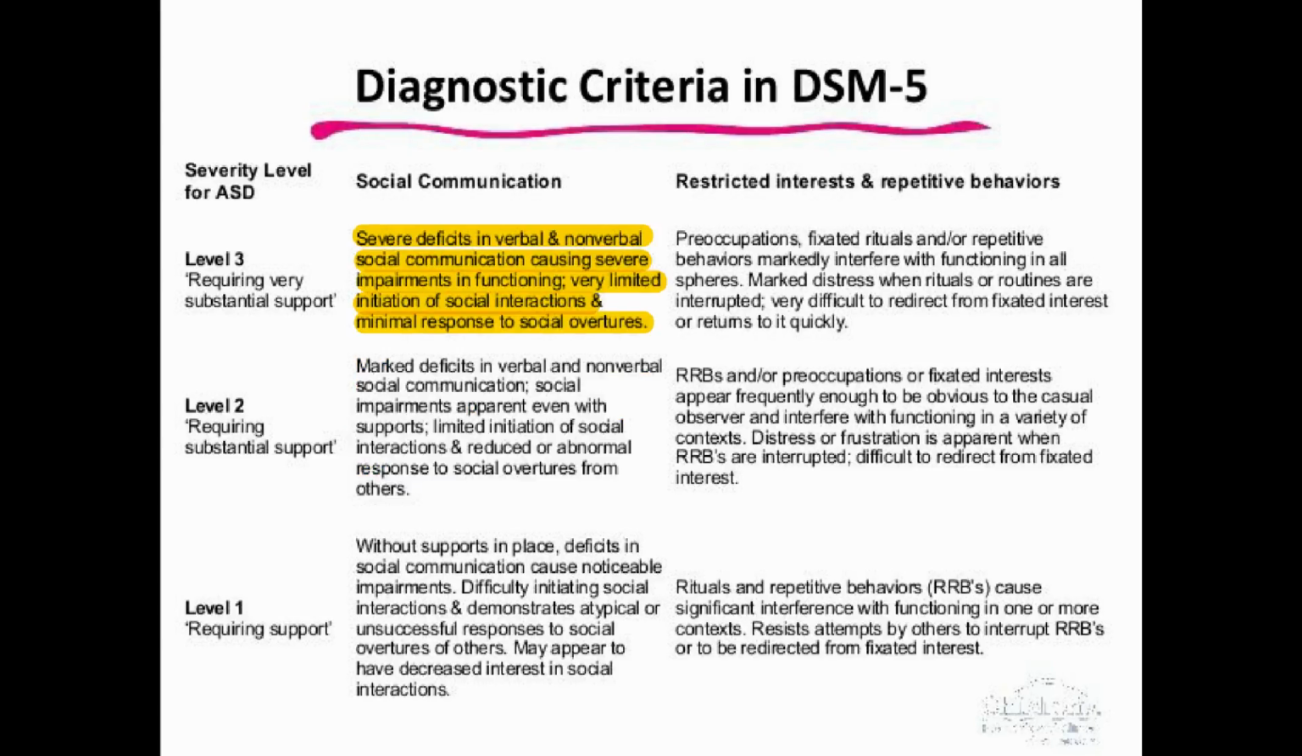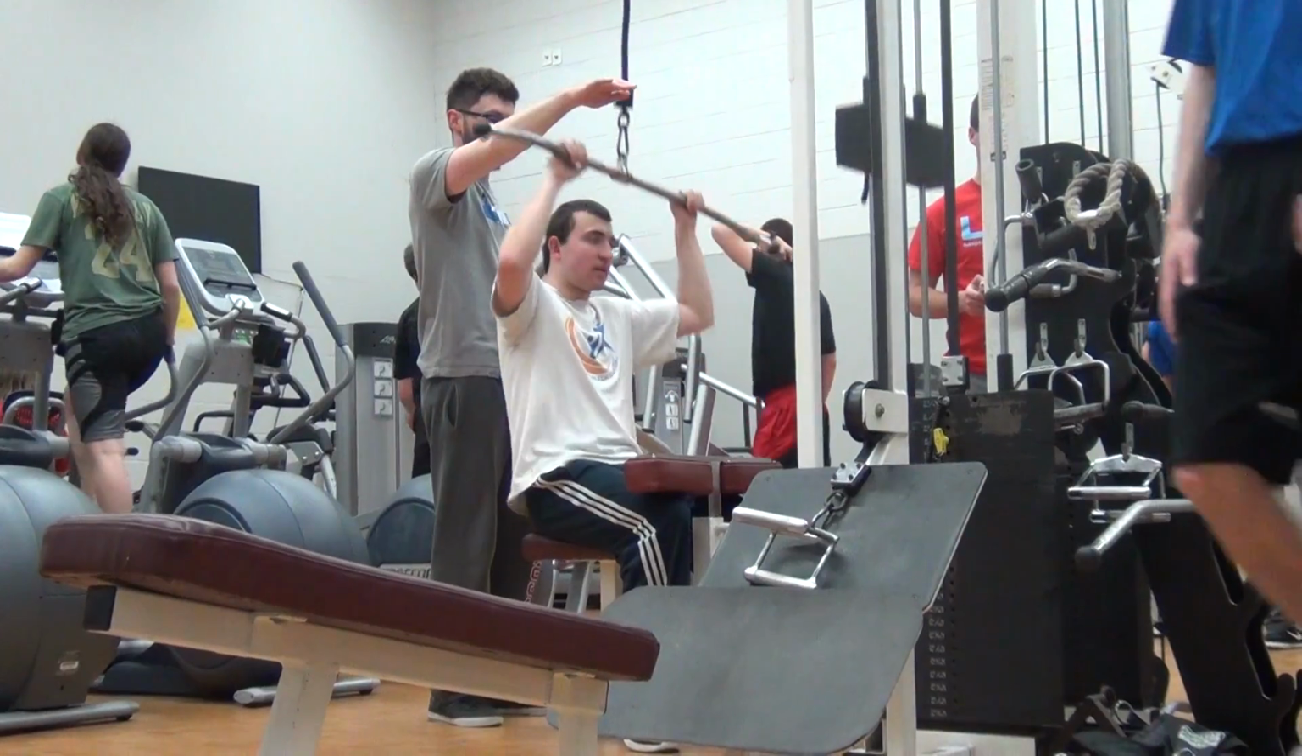Level 3 requires very substantial support and is marked by severe deficits in verbal and nonverbal communication, minimal reciprocal reactions with others, inflexibility of behaviors, and great distress when changing focus or actions. Individuals at Level 3 have few words of intelligible speech and only respond to very direct social approaches.